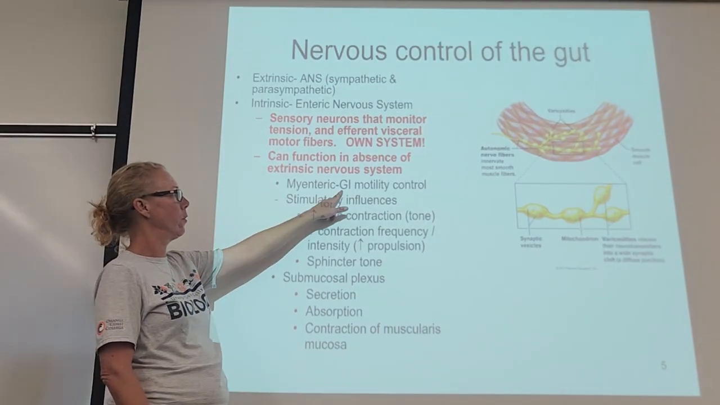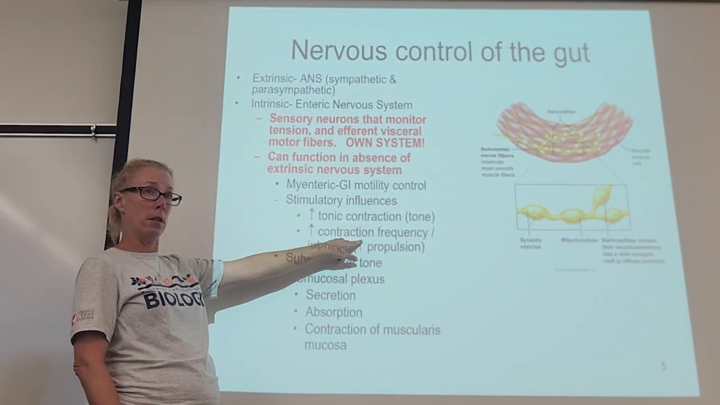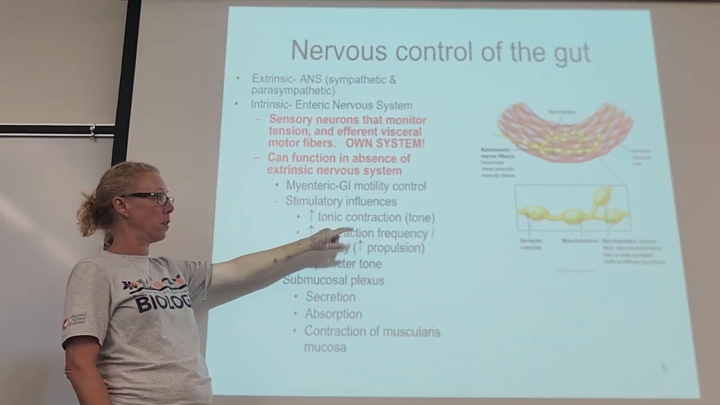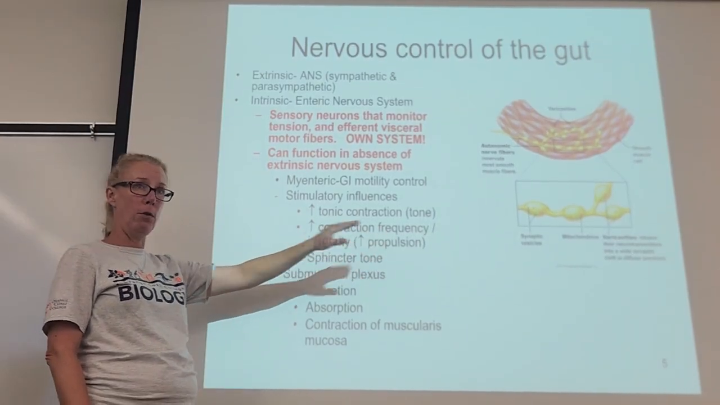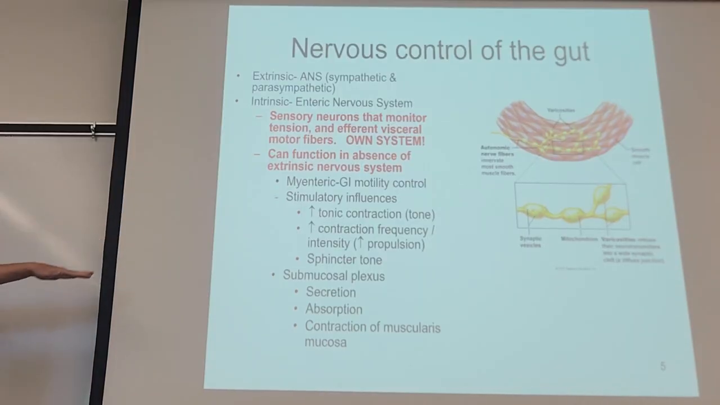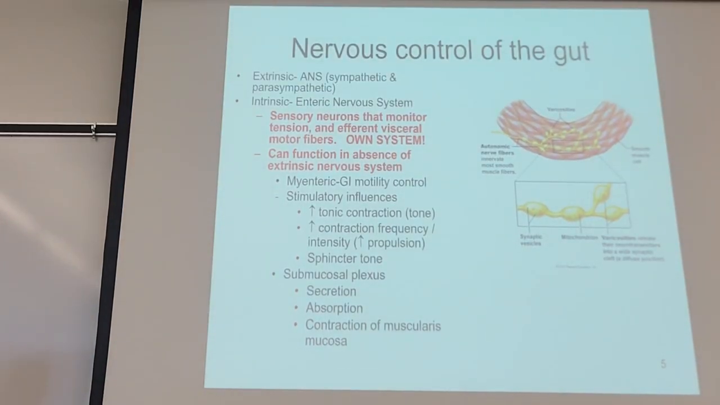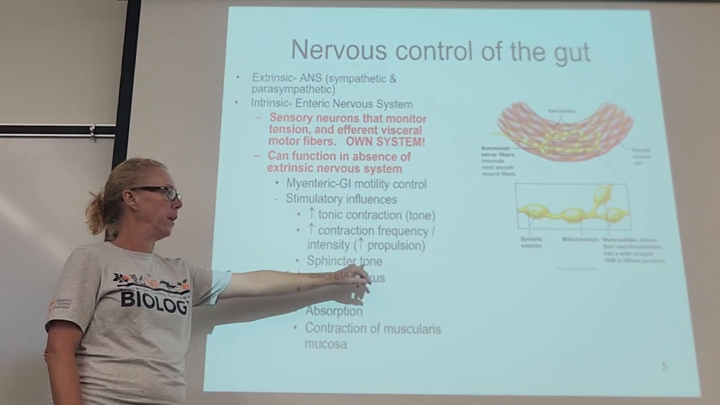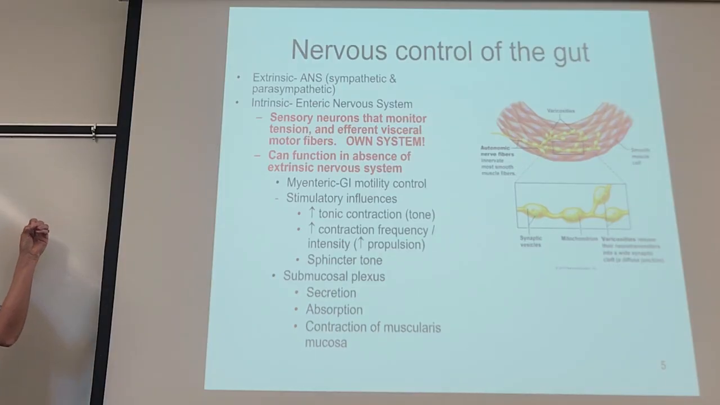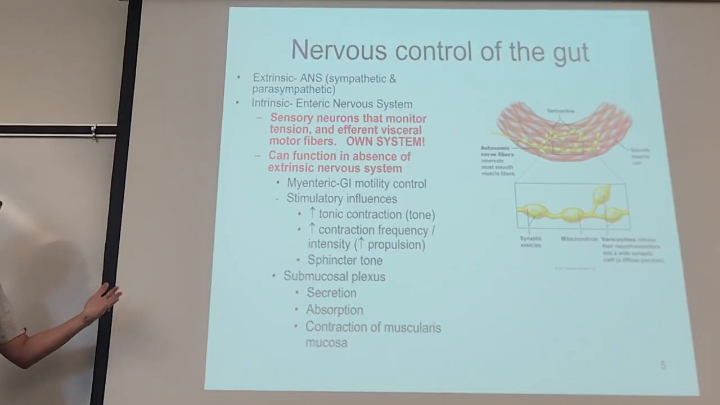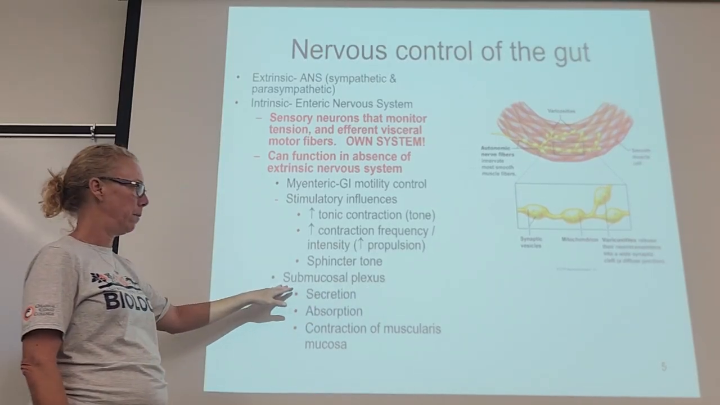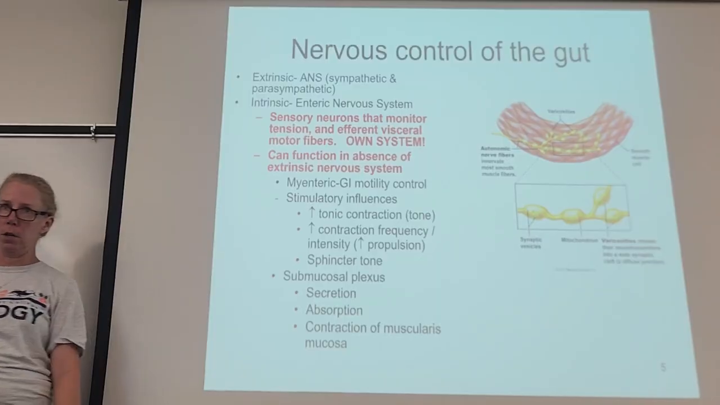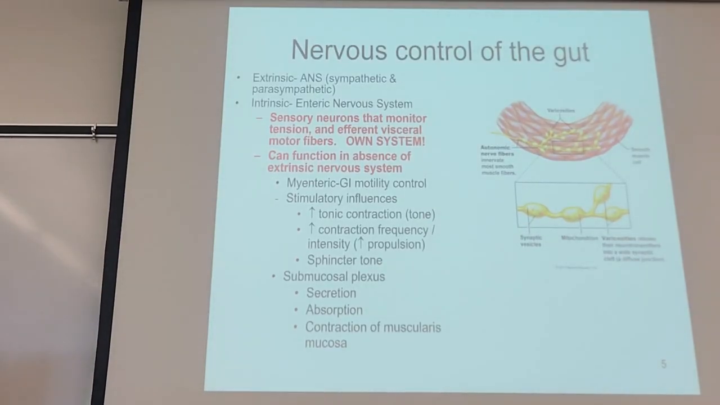So if the myenteric nerve plexus is stimulated, we get increased muscular contraction and increased muscular tone, which is going to increase propulsion or peristalsis. It's going to move product through the tube. That's why that nerve plexus is located in between the two muscular layers. Sphincter tone means it can help reduce the diameter of the tube or make it larger, promoting segmentation. The submucosal plexus, because it's in the submucosa, is going to promote secretion from glands, which is going to promote absorption.